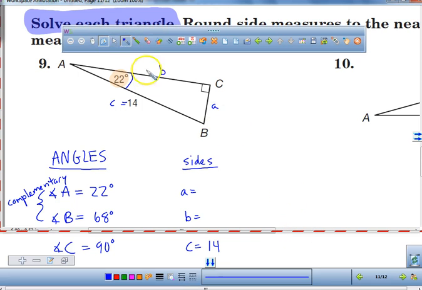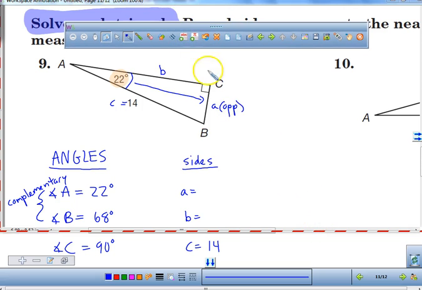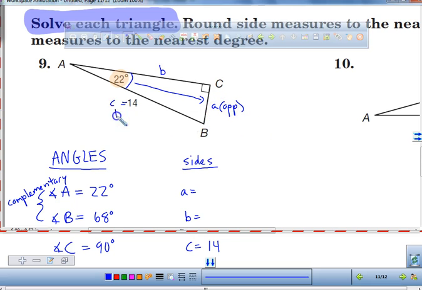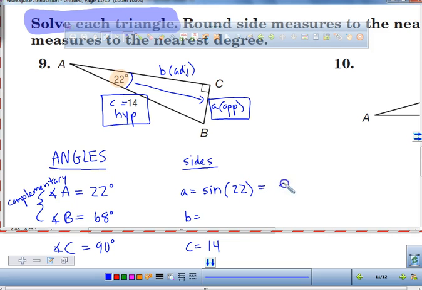Okay? So what I'm going to do right now is I'm going to draw an arrow going across. I'm going to label this the opposite side. I'll try to do it quickly because people are on life support. All right? So if that's the opposite side, this is my hypotenuse, which means this is my adjacent side. So if I wanted to find my little a right here, and I have my hypotenuse, and I'm looking for my opposite side, then the sine of 22 degrees is equal to a over 14.